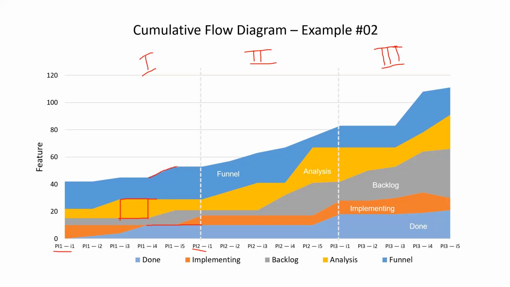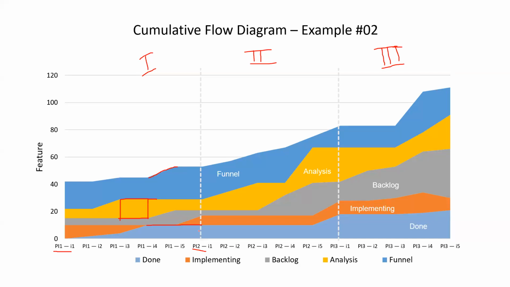And backlog didn't move from PI5 to PI2. Means it was not added, any backlog items were not added. Nothing is there. Implementing is gone. No implementing. And that's another reason why done is flat. Okay, yes.